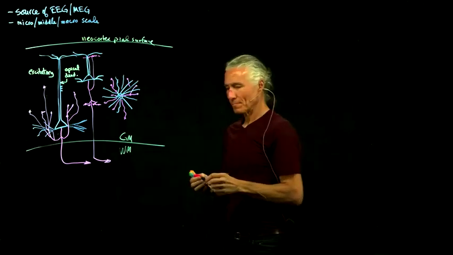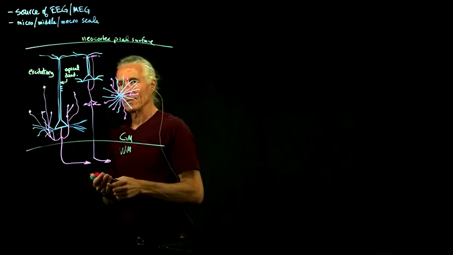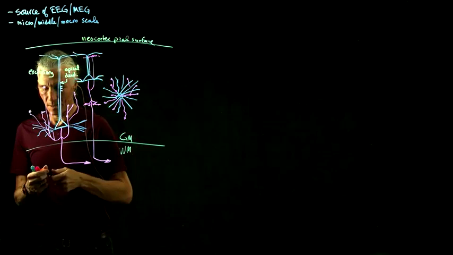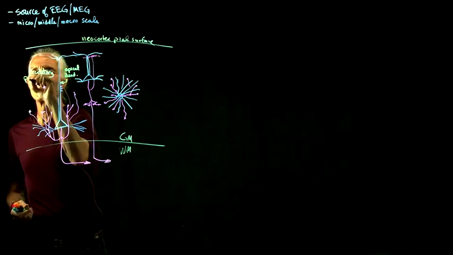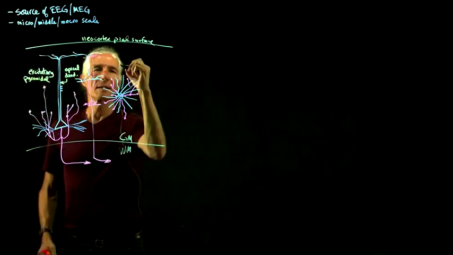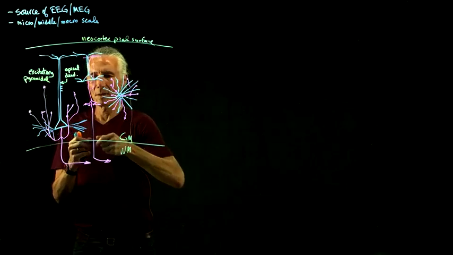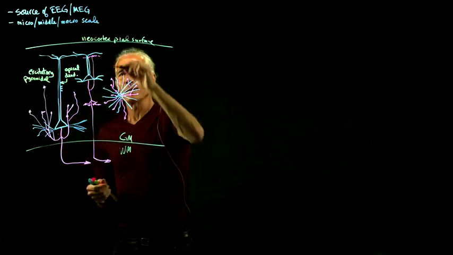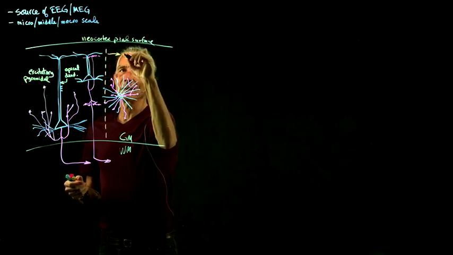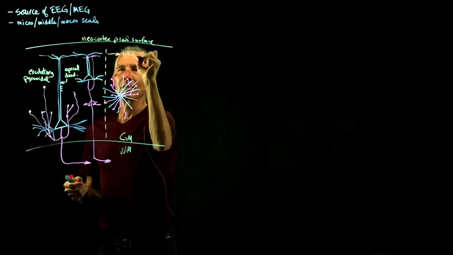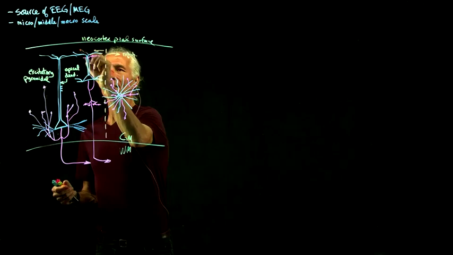So this is an excitatory pyramidal cell. Let's put our inhibitory cell in here. They're all in the same place, but I'm just drawing them separately. So these are excitatory.